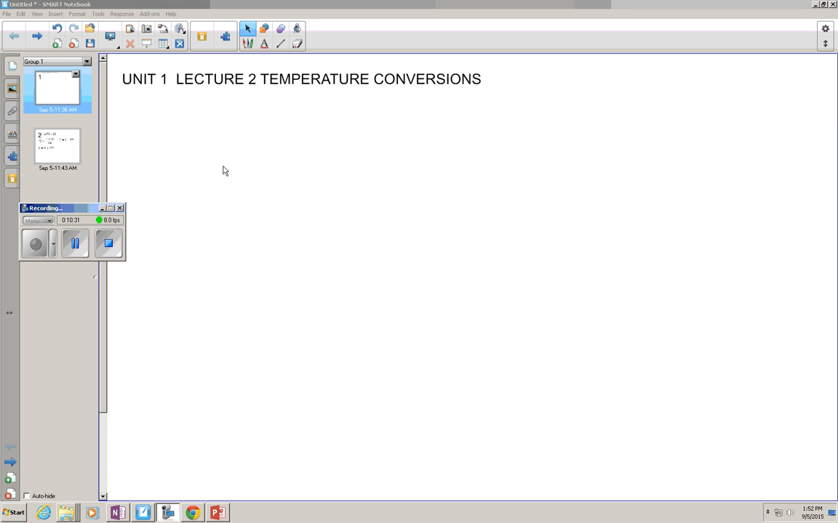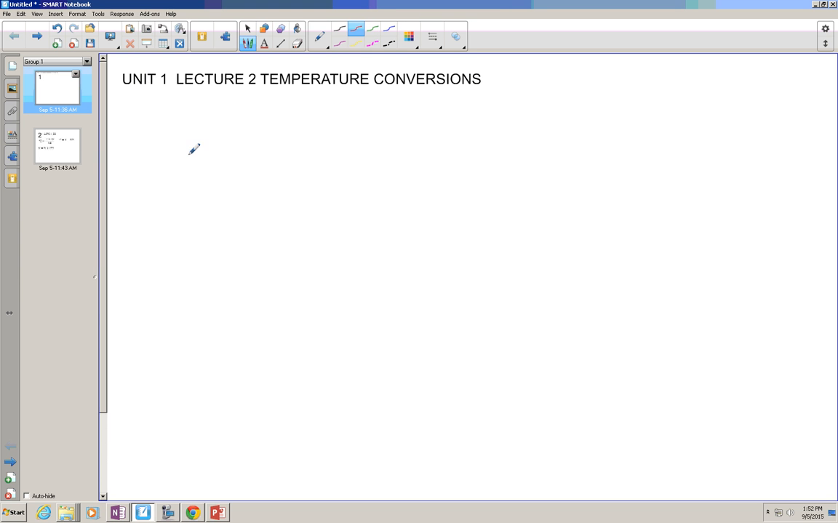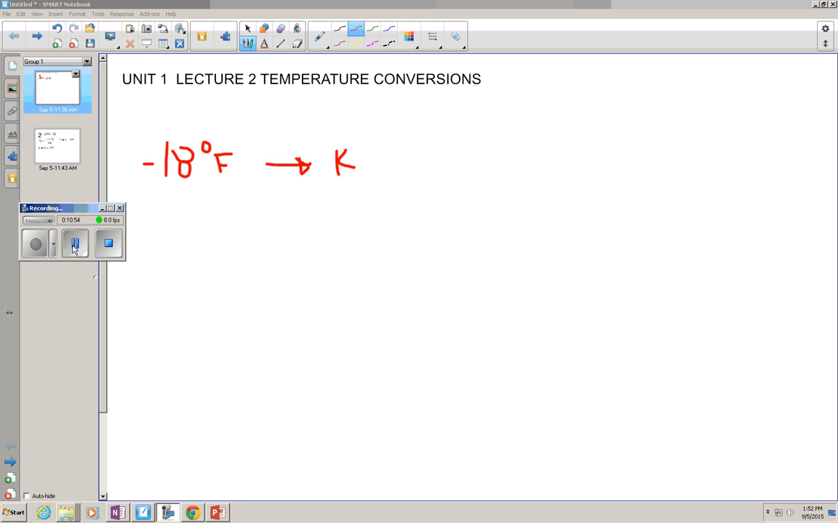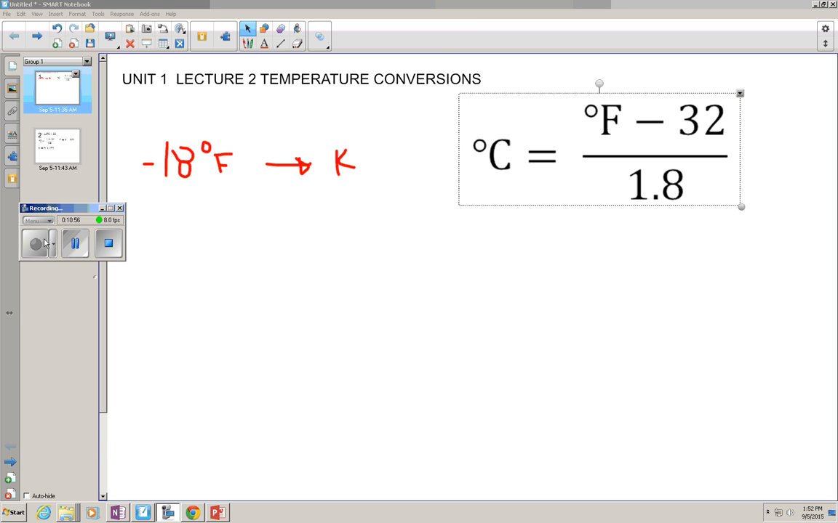Okay, last one. Imagine you had to do something a little bit difficult. Imagine I had to convert from a Fahrenheit temperature. How about 18 degrees Fahrenheit? Better yet, how about negative 18 degrees Fahrenheit? And I want you to do a two-step conversion, Fahrenheit all the way to Kelvin. Well, what do we do first? Well, we have to convert Fahrenheit to Celsius first. So here we go.